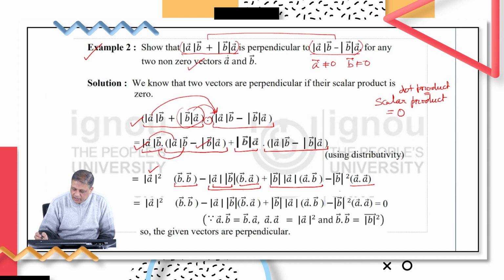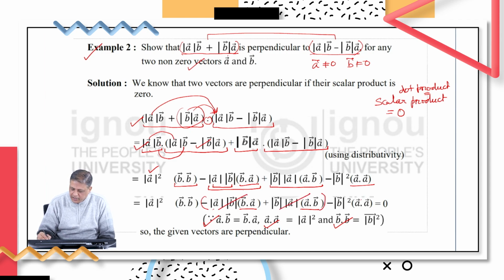And we know that the property is A dot B is equal to B dot A. And we also know that A dot A is equal to magnitude of A square and B dot B is equal to magnitude of B square. Now using these properties, you can see that this is B dot A, this is A dot B, and so these two terms will cancel out.